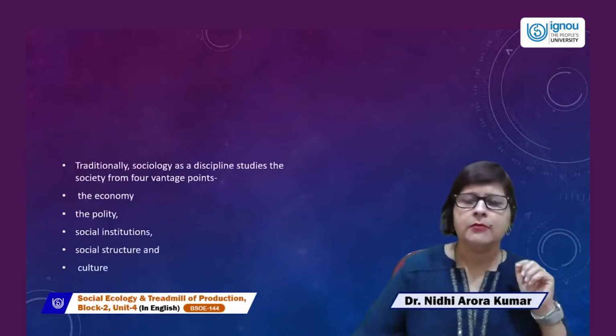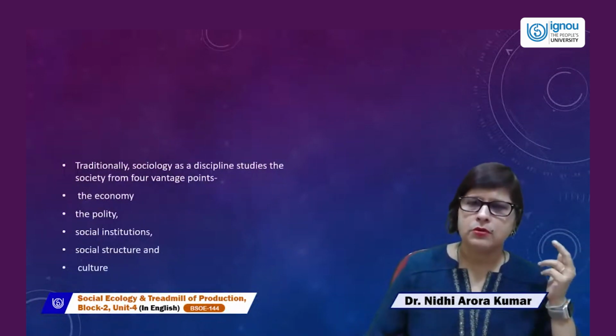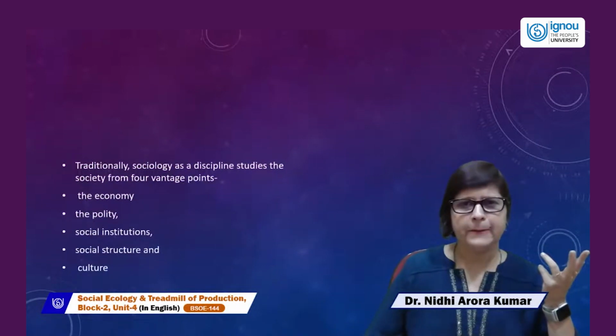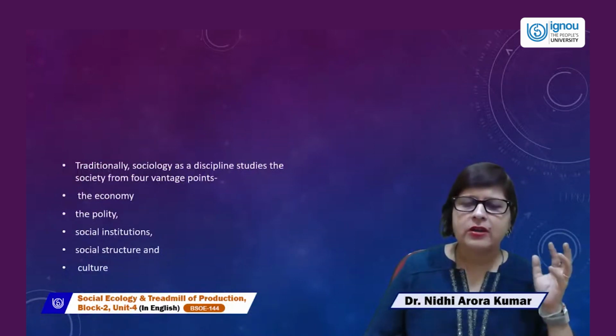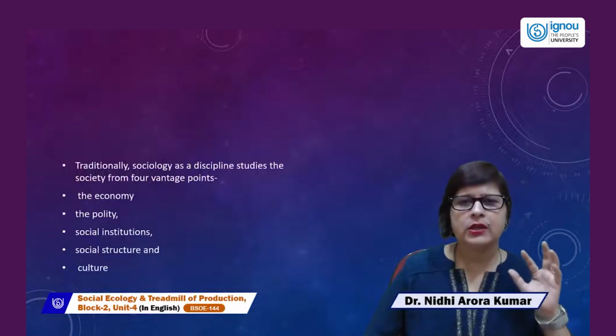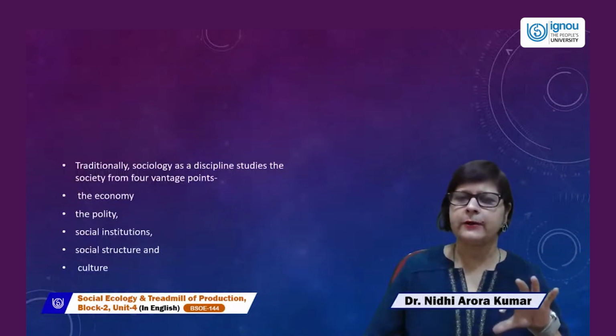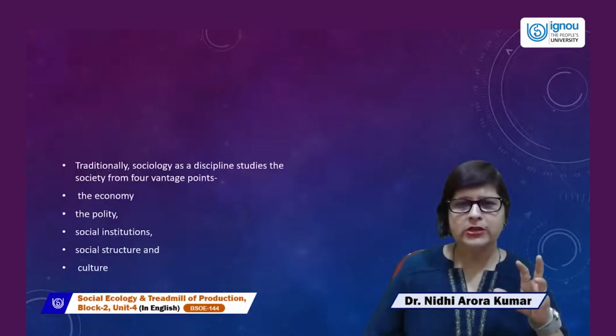Social ecology is made up of two terms, social and ecology, and the interaction or the interrelationship between the human society and the environment is social ecology.